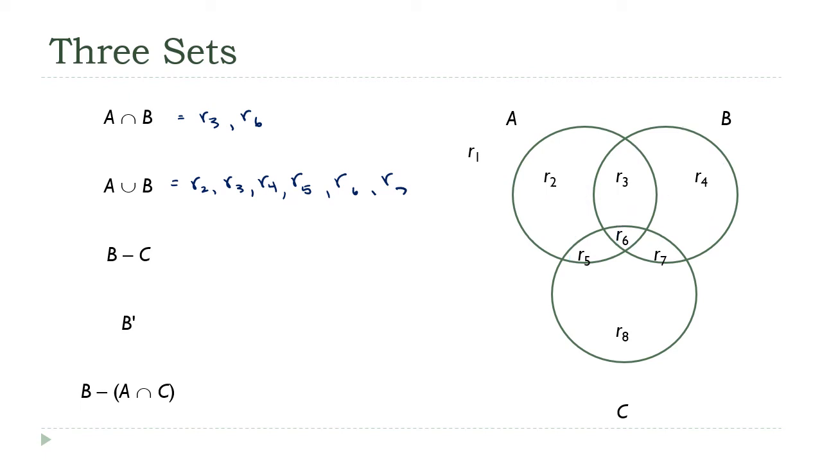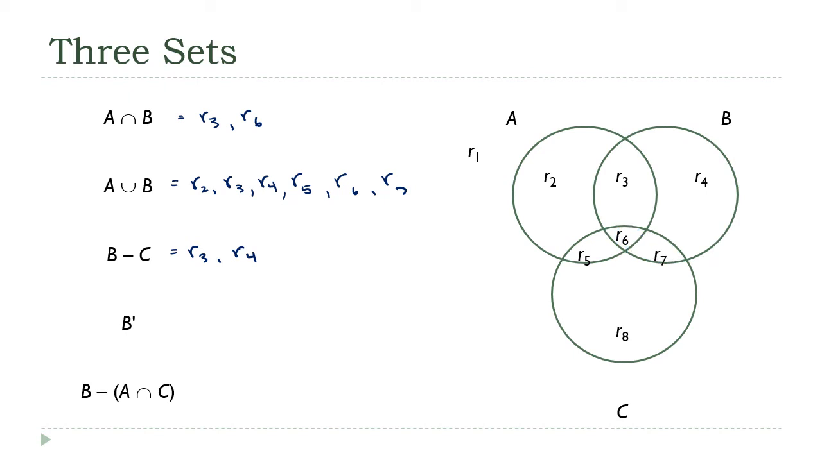All right, how about B minus C? Look at the B circle. That's this one. And take away everything in the C circle. Well, that's this bit here. When I take that away, all that's left is region 3 and region 4. All right, and the next one, almost there.